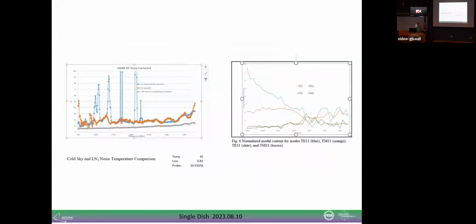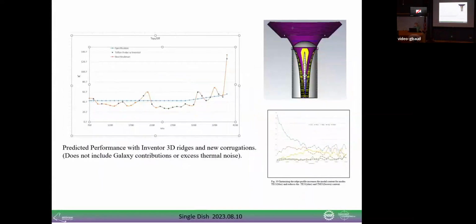The problem with this one is that the higher order modal content was too much, and the measured receiver temperature is a little higher than we would like. We'd like to get it closer to this gray line. So we still have work to do to lower the receiver temperature. But ultimately, we think we can have a new design that we're working on now, and hopefully we'll be able to figure out where that excess noise temperature is and get our specs closer to what will make pulsars stronger.